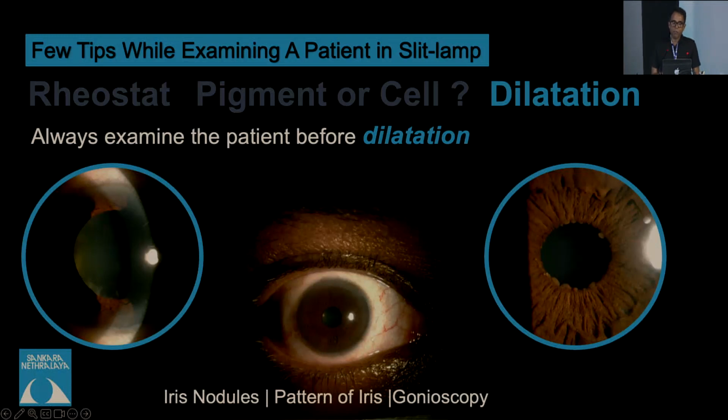Now, the iris pattern: there are certain uveitic entities. For example, all of you read in Western textbooks about Fuchs heterochromic iridocyclitis. But in Indian patients, the heterochromia is very difficult to notice. It is so subtle that you may miss it. So for that, you have to look at the iris pattern, and if there is blurring of the crypts and the fine pattern is lost, then only you can diagnose that.